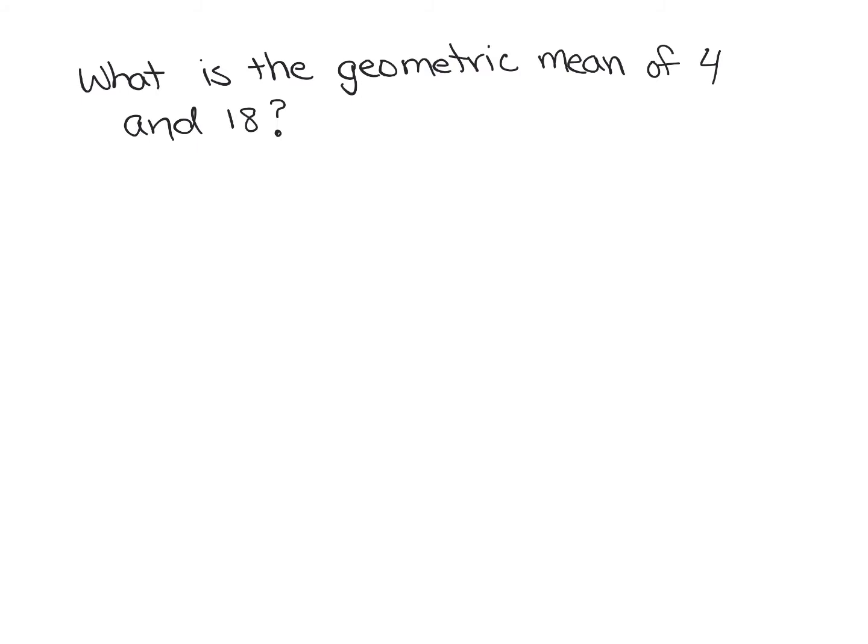What's the geometric mean of 4 and 18? That would be represented by 4 over x equals x over 18. To find that out, we can do 4 times 18 and then take the square root of it. 4 times 18 is 72.